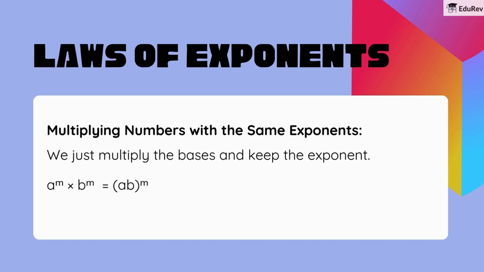For example, 3 to the power 5 times 9 to the power 5 is equal to 3 times 9 to the power 5, which is equal to 27 to the power 5.